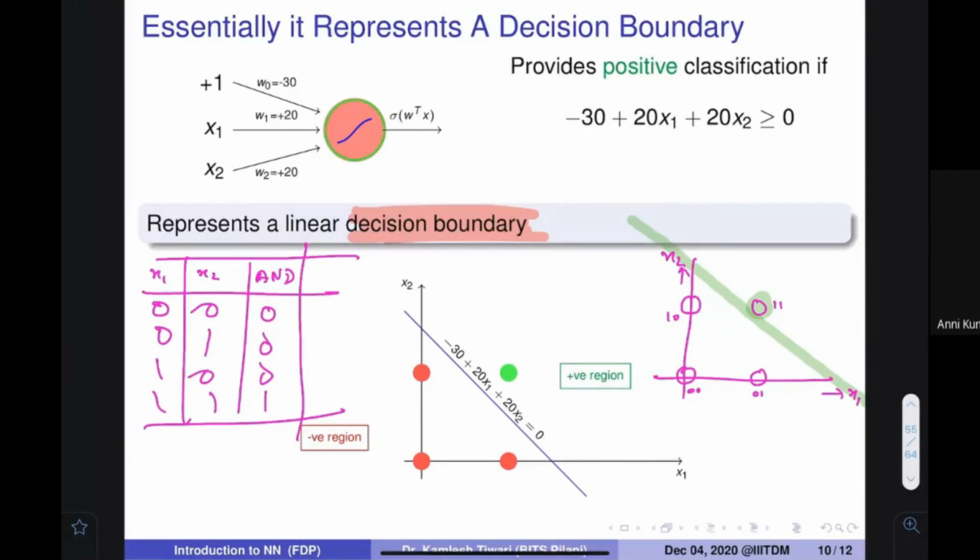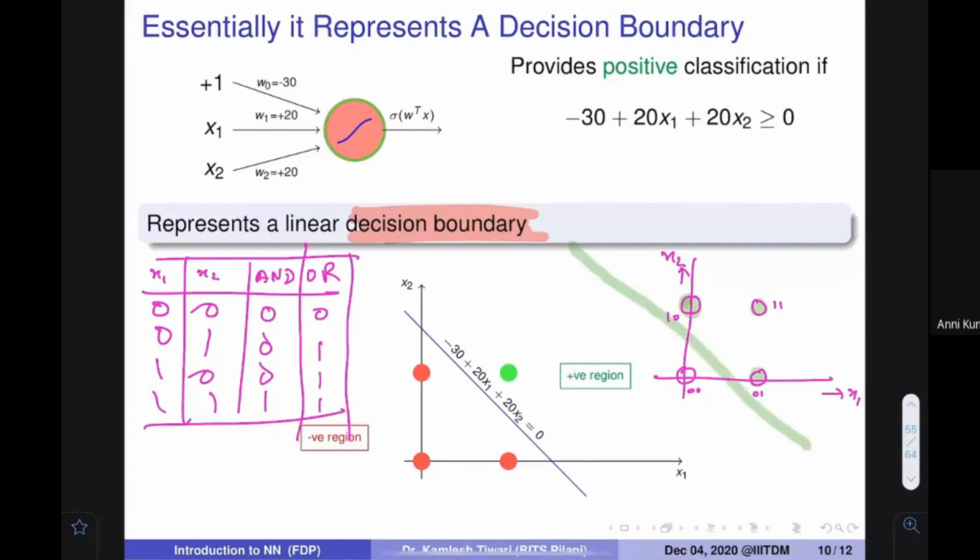Okay. So let me remove this and tell you what the OR gate is. The OR gate is this: 1, 1, 1, 0. So if you want to say who is positive, 0, 0 is negative, all other things are positive. So can you draw a line? The answer is yes, you can draw a line like this. Everything up is positive, otherwise negative. Make sense?